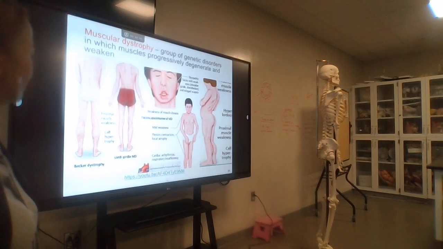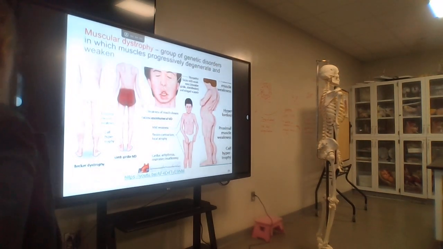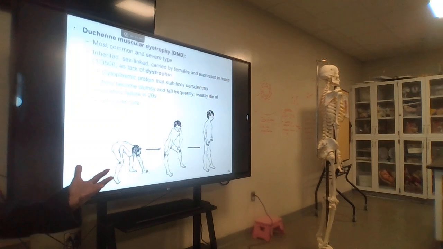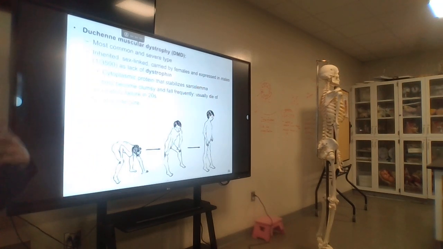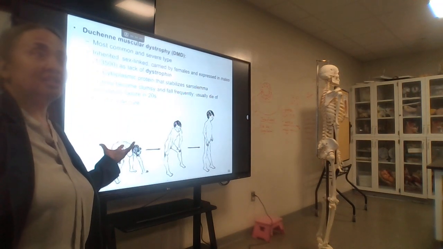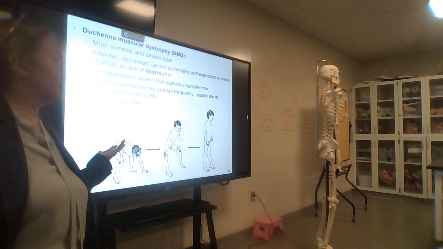Here is an example of one of the MDs. This is Duchenne's muscular dystrophy. You'll see that on the next page. It's the most common of the MDs, and it's severe. It's inherited and sex-linked, meaning it's carried by the female biological parent, but only the male offspring are going to exhibit the disease. So if you have a male with MD, the male got the gene from the biological mother.